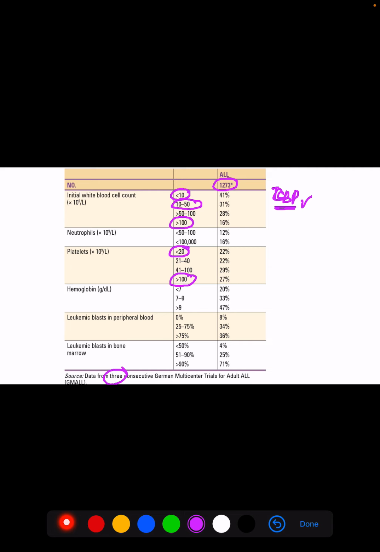So this differs from different trials, and these statistics have been taken from them. Hemoglobin, few patients will have hemoglobin greater than 9, few greater than 7. 36% of the patients have leukemic blast in the peripheral blood, that is, greater than 75% blast will be there. And leukemic blast in the bone marrow is seen in 71% of the patients. In bone marrow, with accuracy, we can see it in 90% of the patients.